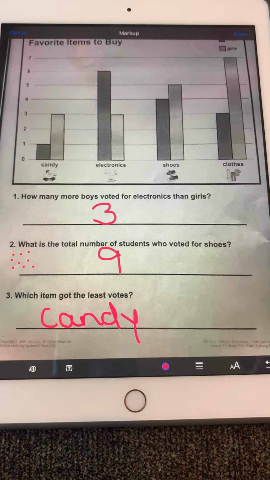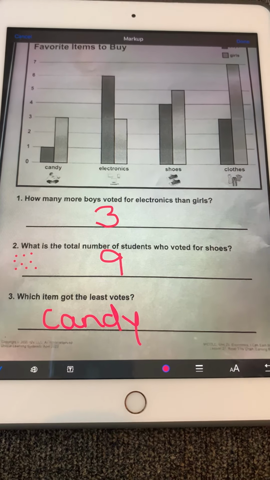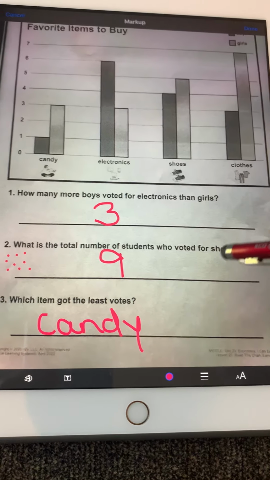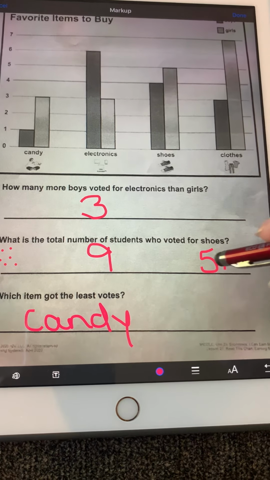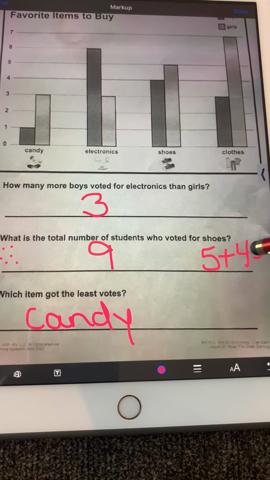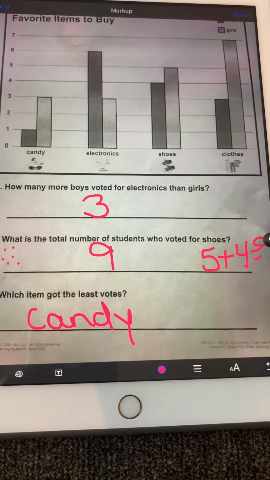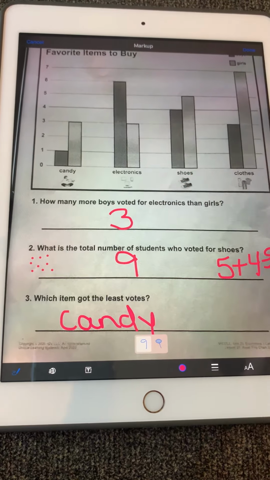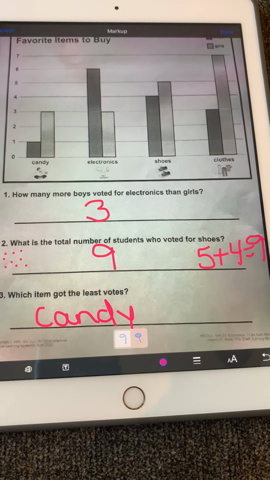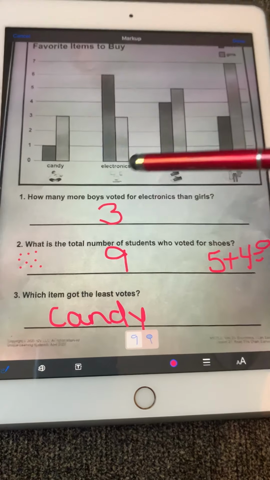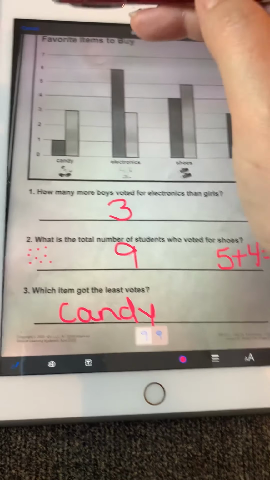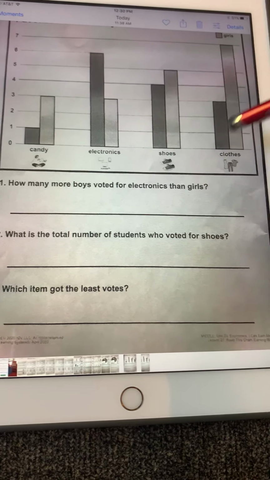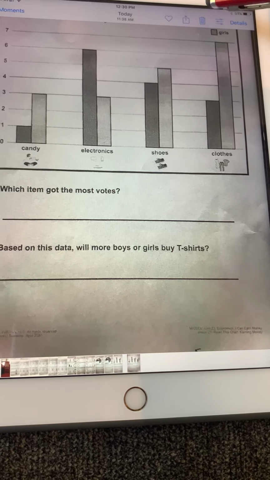And that's what your paper should look like. Remember, on 2, all we did is we added 5 plus 4, and you got 9. Okay, that's all we did, and that's why we have the dots over here. It was just a basic addition problem. Okay, so let's move on to our second page on Friday.